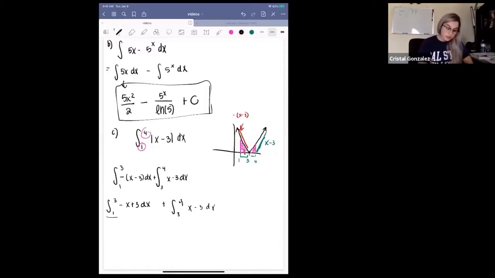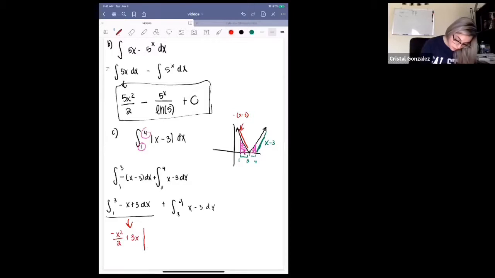If I integrate this term here, I'm going to get negative x squared over 2 plus 3x. Actually, let's do different colors so that you can see which one I'm doing. I'm going to make this one over here pink. Actually, let's keep it consistent with what I wrote over there, so this one's going to be red. This is going to be negative x squared over 2 plus 3x, and then we're going to evaluate from 1 to 3. I haven't evaluated yet, but I know I'm going to, so I'm going to keep those evaluation bars there. This means that we're going to evaluate.